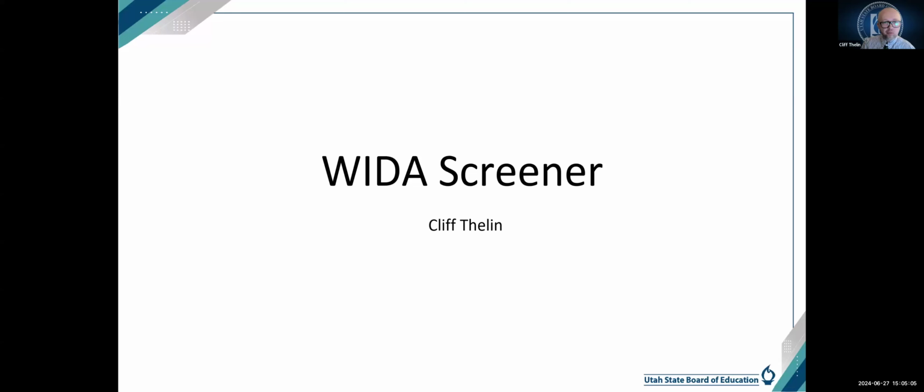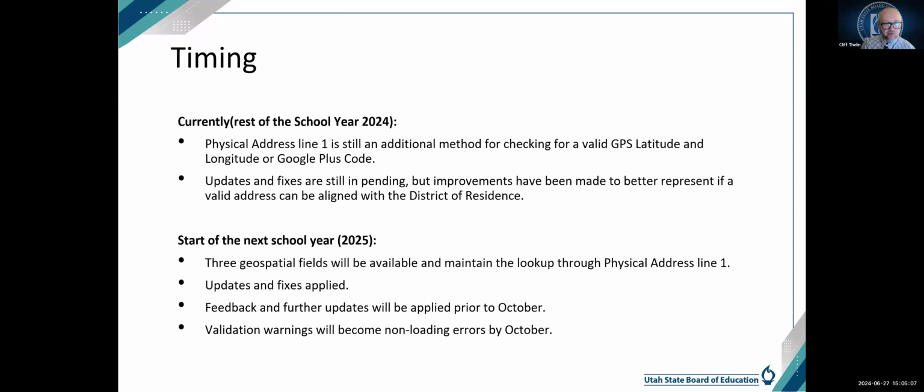Then, sorry, if you go back a page, I'm not sure if I hit the start of the next school year. Start of the next school year, initially you're going to have, right off the bat, the 3 geospatial fields available, and we will still maintain that physical address line lookup for the time that's needed to bring SISs on board to using the 3 new fields.